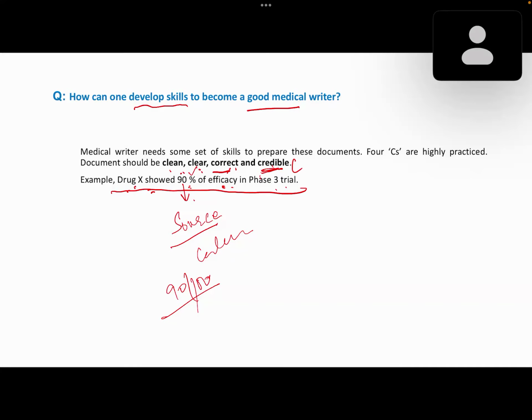It should not be like that. This is the best drug. This is more efficient. How can you say this? There is data. And you can't use complicated English, because the idea of medical writing is to share scientific information.